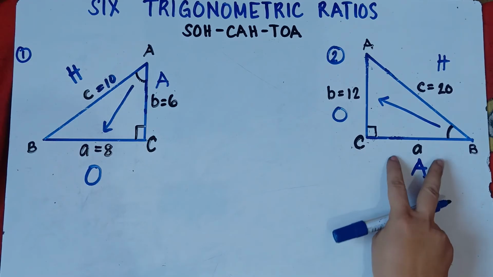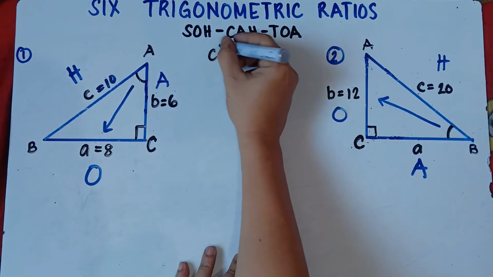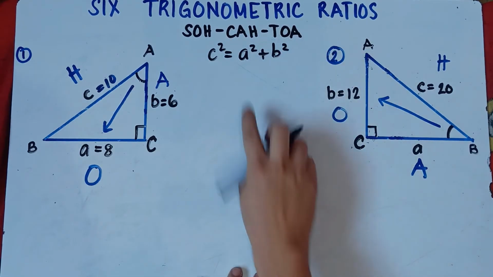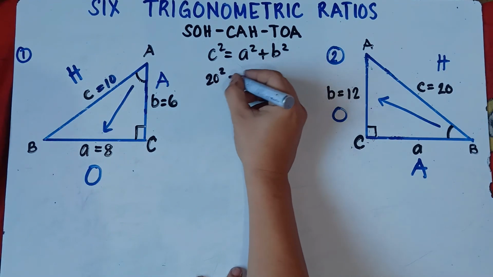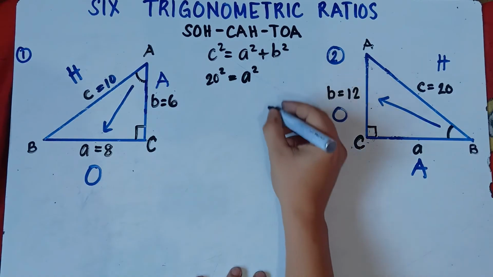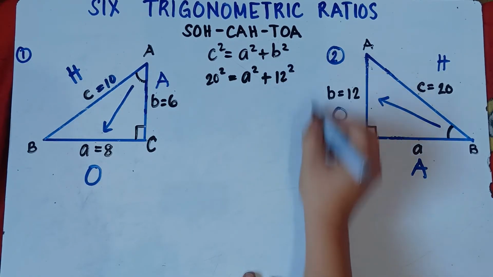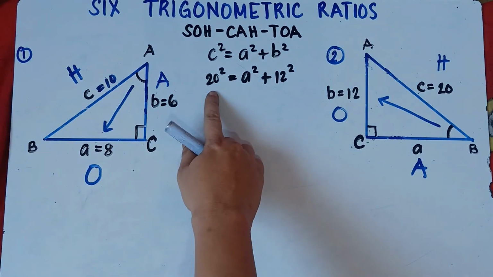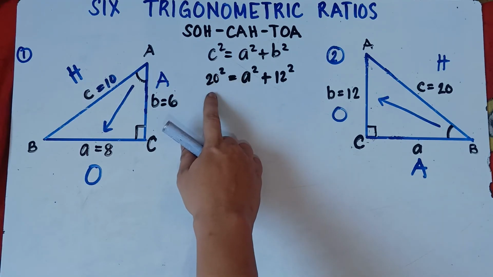So once again, we need to find A using the Pythagorean theorem. So the formula, that would be C squared equals A squared plus B squared. So our C, the longest side, that is 20. So 20 squared equals our A. We don't have the value of A. So copy A squared plus our B is 12. So 12 squared. So this will be 20 squared. It means 20 times 20. Once again, it doesn't mean 20 times 2. It means 20 times 20.